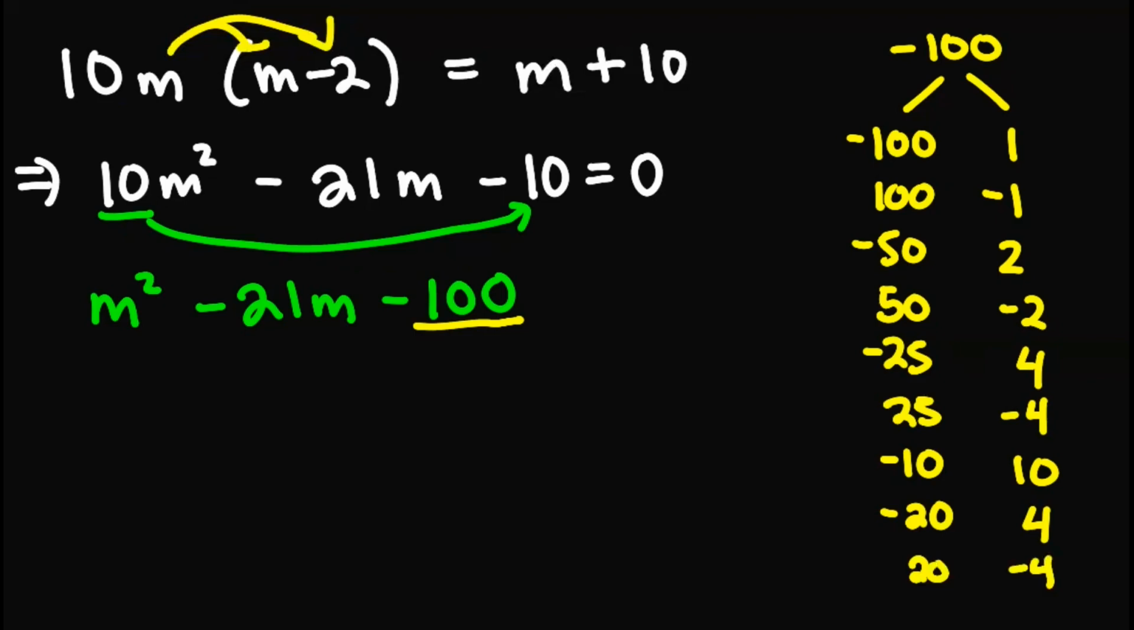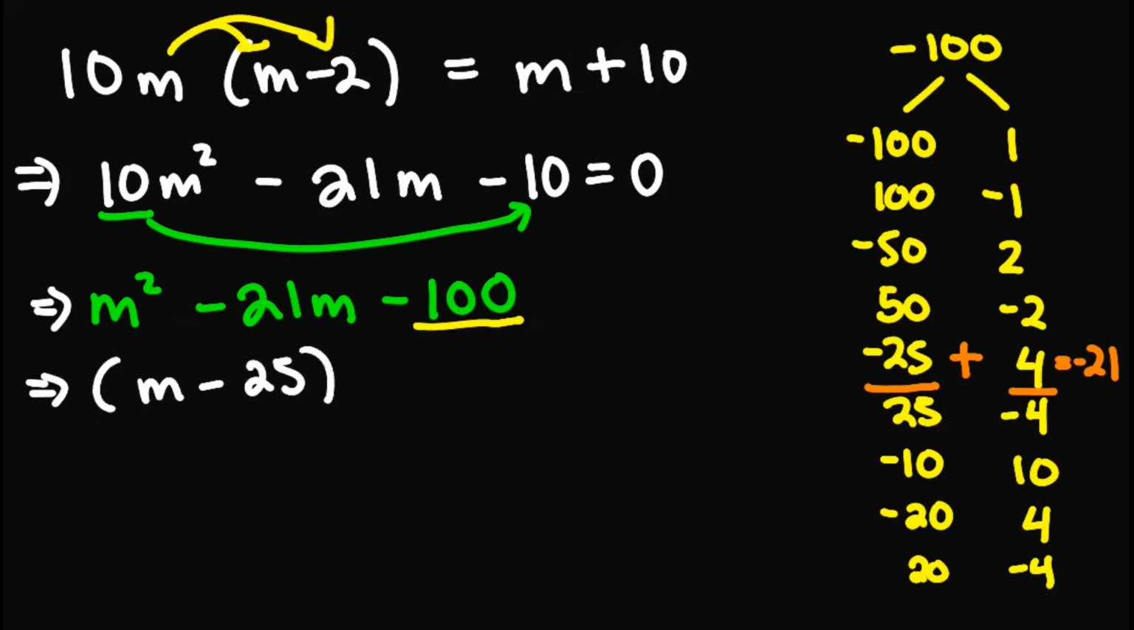Since our middle term is negative 21, we try to find the right combination that when we add will give negative 21. You can verify that it will be negative 25 and 4. Since when we add this, it will give us negative 21. So we know that this one out here factors into m minus 25 times m plus 4. From here, we now apply the divide method.